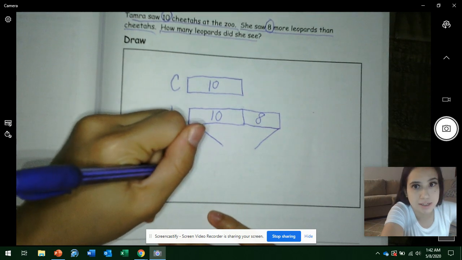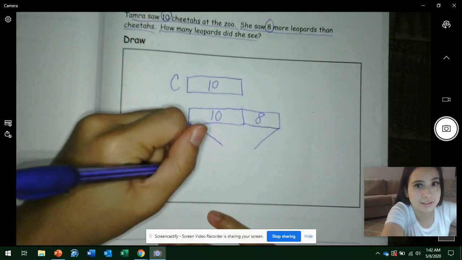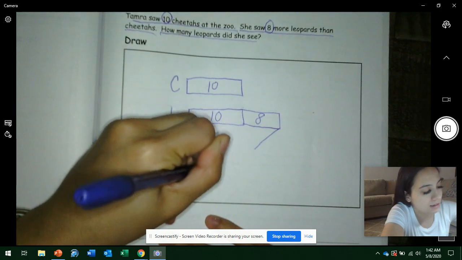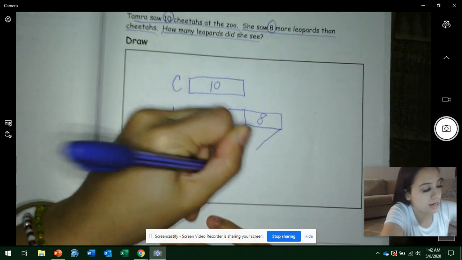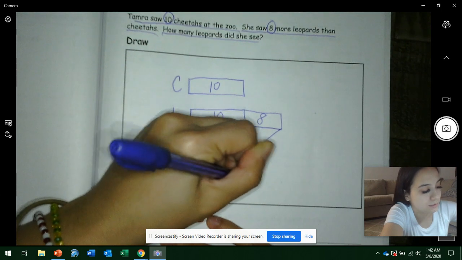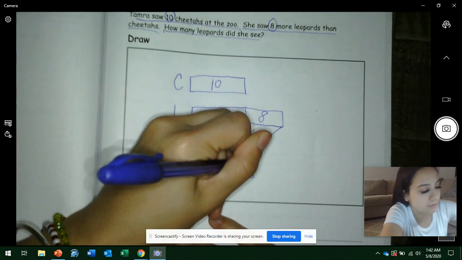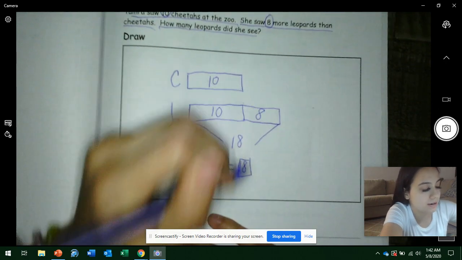Ready? Let's write it together, starting with 10. Get ready. 10 plus 8 equals what, boys and girls? Get ready. Yes, 18. Very good. So we're going to write it here and write it in our tape diagram.